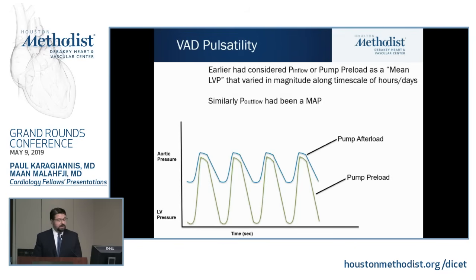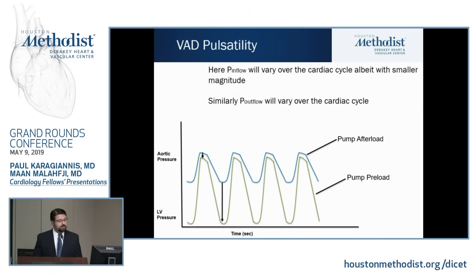So here we have an LV pressure tracing and an aortic pressure tracing. Again, think about it in terms of pump afterload and pump preload. You can see here during systole that the difference in pressure is small. The pressure differential here is much smaller than during diastole, say here. And again, keeping in mind that flow is related inversely to pressure differential, you can understand how these changes in pressure differential are driving flow changes throughout the cardiac cycle.